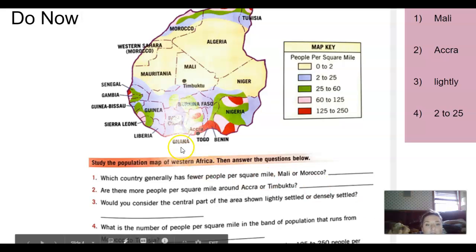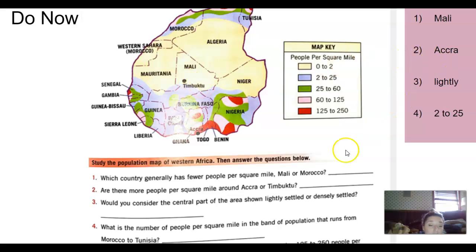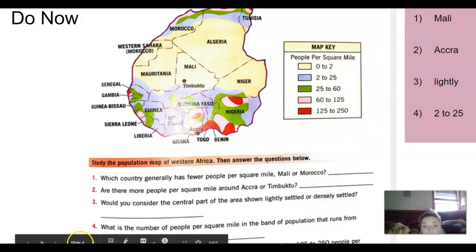Are there more people per square mile around Accra or Timbuktu? So I'm going to find Accra, which is right here, and we're in that red color, so that max color. And then Timbuktu's in Mali, so it's going to be that 0 to 2. So we're going to put Accra here. Accra, I'm assuming.